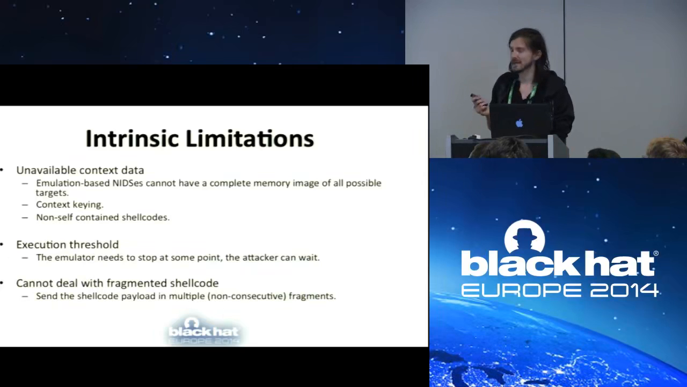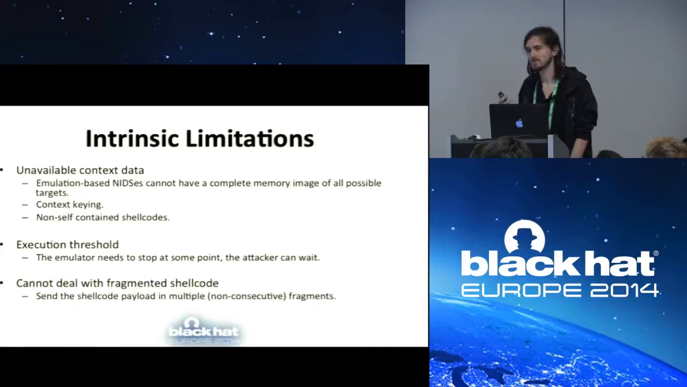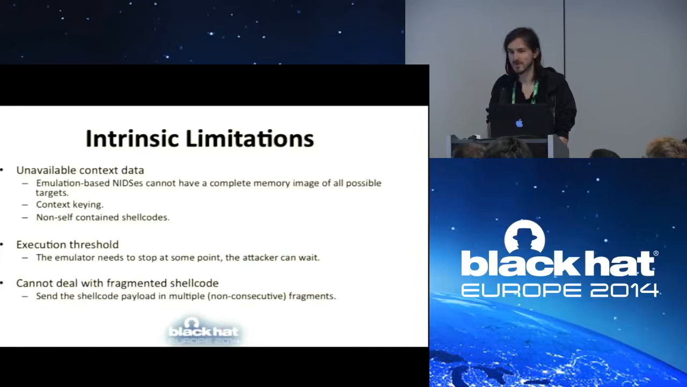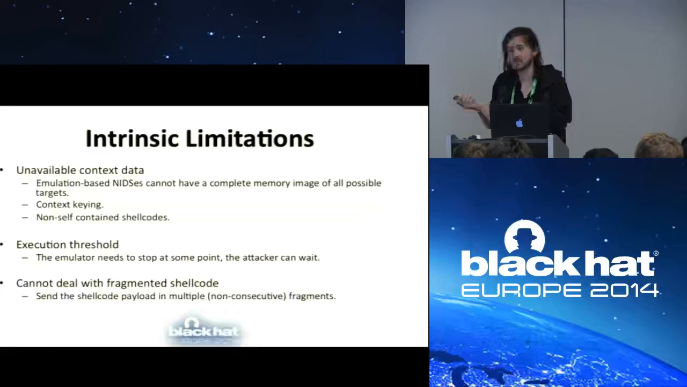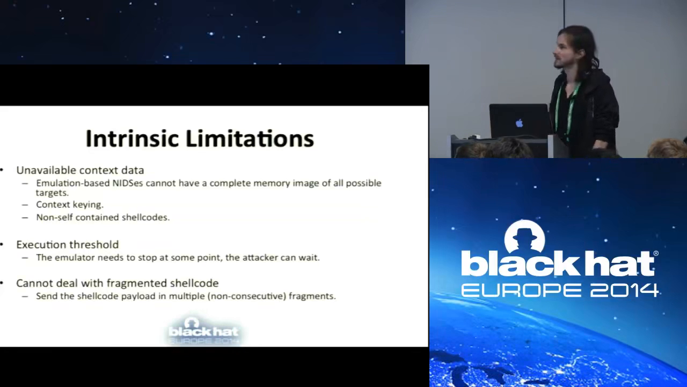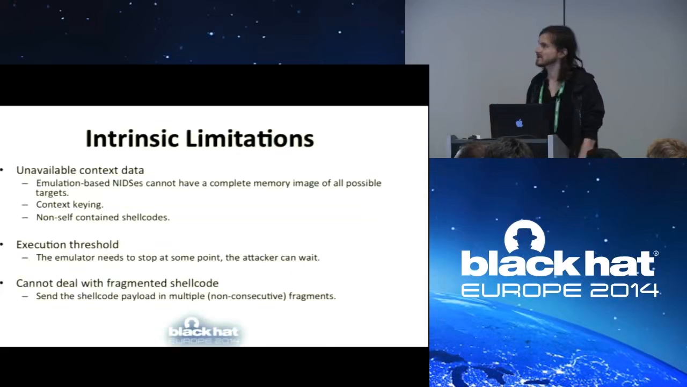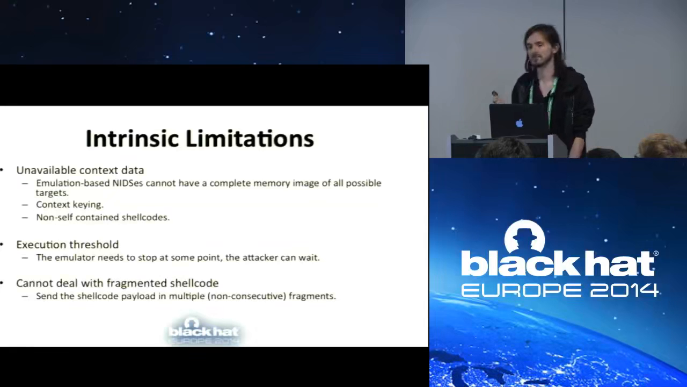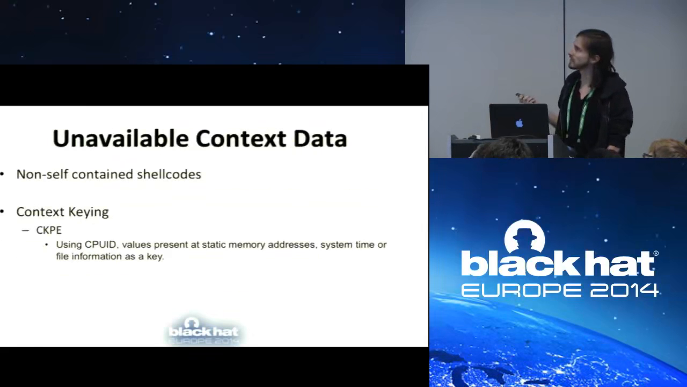The second limitation is the execution threshold. Obviously, for reasons of guaranteeing a decent throughput, the emulator will need to decide after a certain time of emulation to drop the emulation and say, I didn't detect anything, because it doesn't have all the time in the world for every possible packet. While the attacker can easily wait half an hour or an hour before his payload executes. So exploiting that is another intrinsic limitation as well. And the third limitation is the fact that EBNIDS cannot deal with fragmented shellcode, which is scattered over multiple non-consecutive network packets.